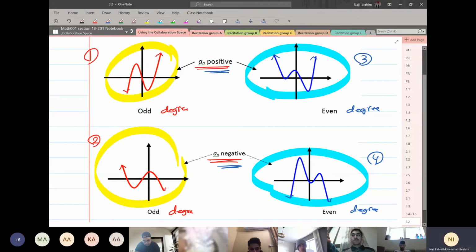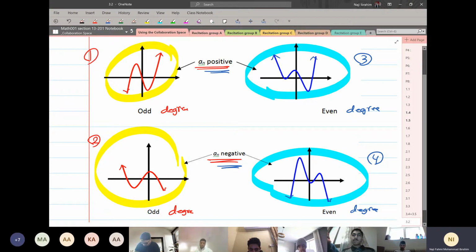If you look at the second graph, number 2, again the end behavior is up far left, down far right. So this means the degree should be odd, but the leading coefficient should be what now? I think it should be negative.